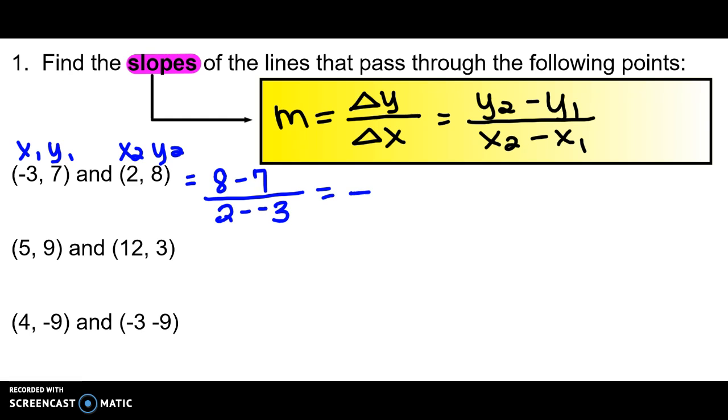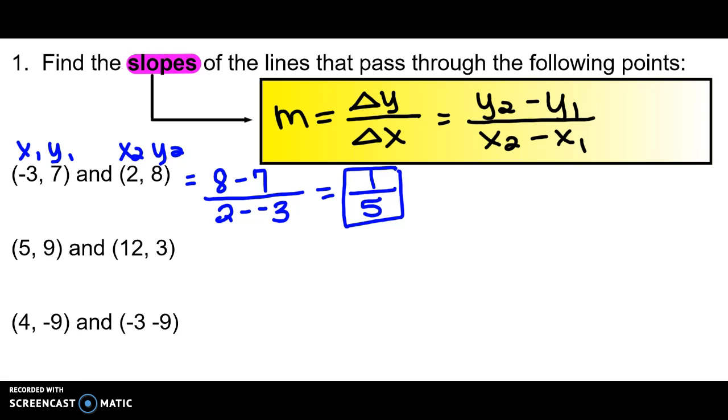All right, 8 minus 7, that's easy. That's 1. 2 minus negative 3, remember minus a negative is the same as saying plus. So that just reads 2 plus 3, which is 5. So the slope of our first line is 1/5.